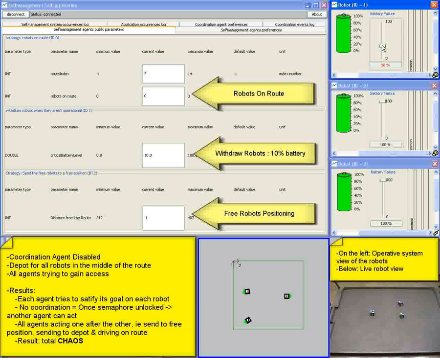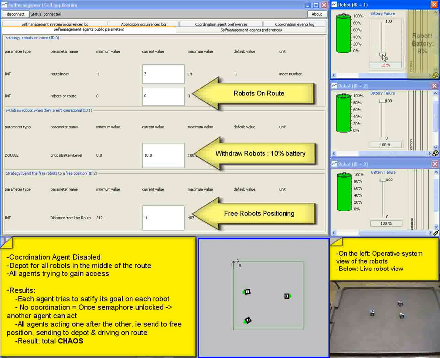First, I'm going to start by explaining the screen that you see. Over here, we have the battery level of the first robot, the battery level of the second robot, the battery level of the third robot. Over here is the parameter that decides on the number of robots en route. Over here is the parameter that decides the threshold level for the battery, after which the withdraw agent would send the robots to the depot. And over here, I have the free robots positioning distance that's required from the route. Over here, we can see an operative system view of the robots, and over here, we can see a live view of the robots.